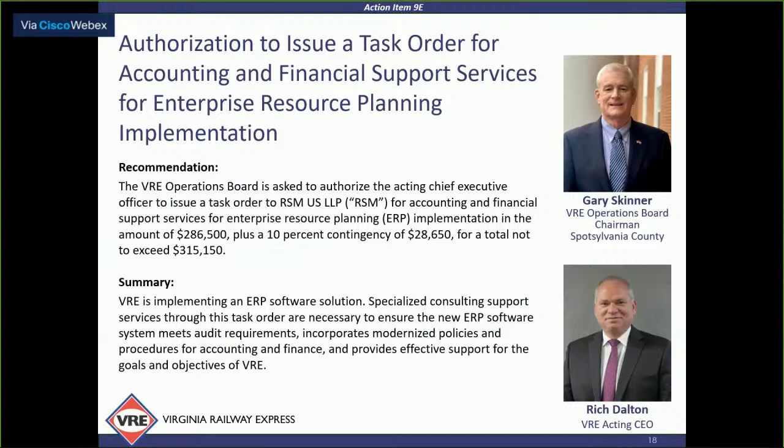Thank you, Mr. Chair. This is somewhat of a companion product, if you will, to the previous authorization. What we're seeking here is authorization from the VRE Operations Board to authorize the acting CEO to issue a task order with RSM US LLP for accounting and financial support services for enterprise resource planning implementation in an amount of $286,500 plus a 10% contingency for a total not to exceed $315,150.